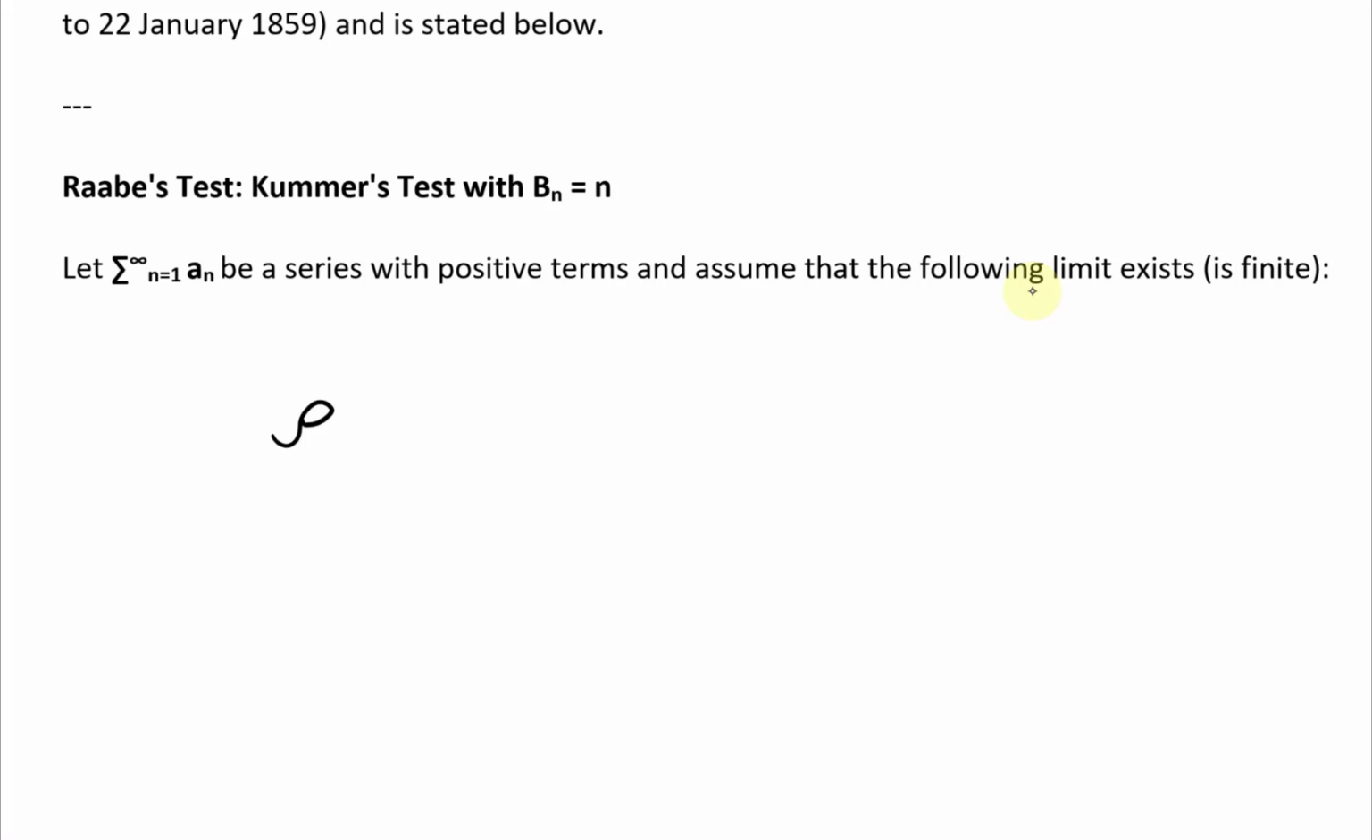I'm going to write it like this, just to make it not look like a P. So it's sometimes written like that. I'm going to write it like that. So rho is equal to the limit as n approaches infinity of... now this becomes, because bn is equal to n, we could just factor out the n. This could be equal to n times an over an plus 1.